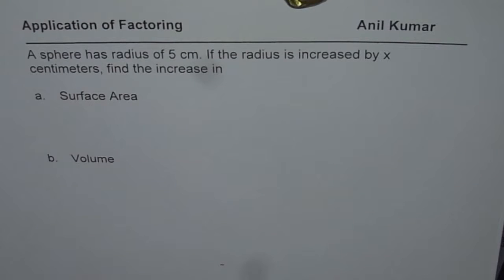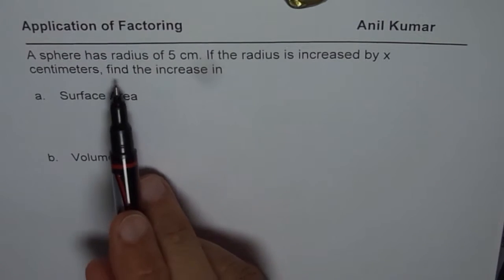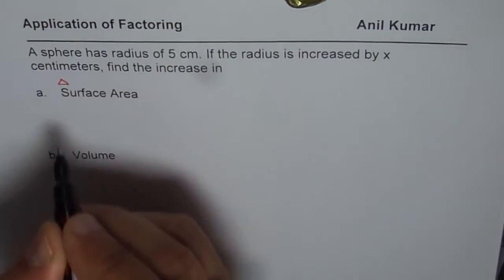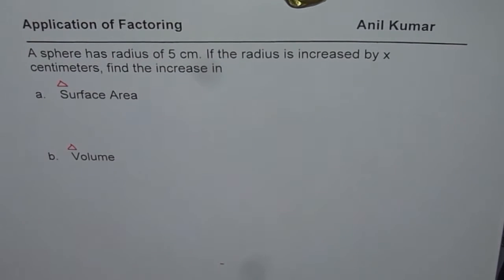The question is, a sphere has a radius of 5 centimeters. If the radius is increased by x centimeters, find the increase in surface area and find the increase in volume. So we are looking for change in surface area and change in volume, correct? That is what we're looking for. You can pause the video, answer the question, and then look into my suggestions.